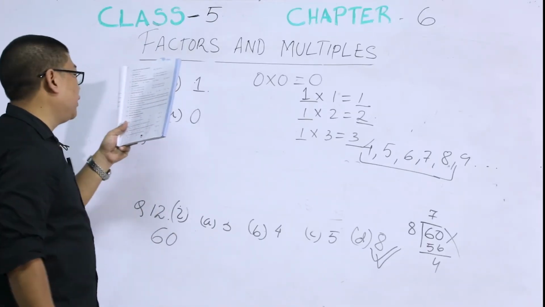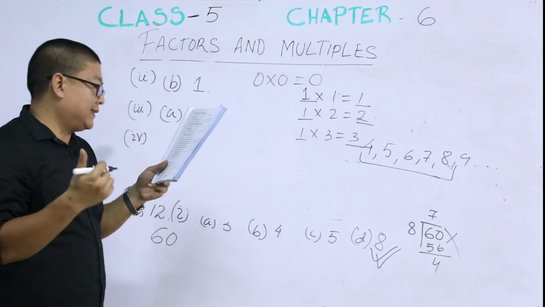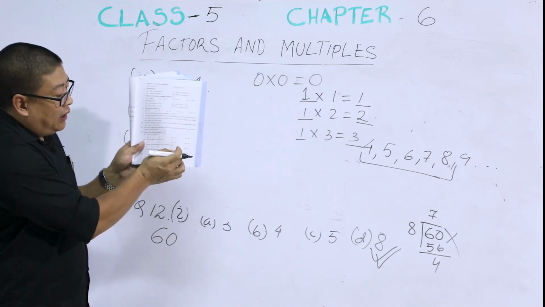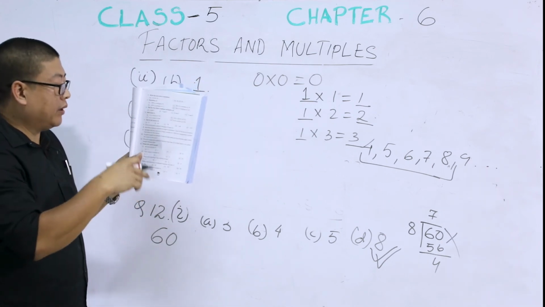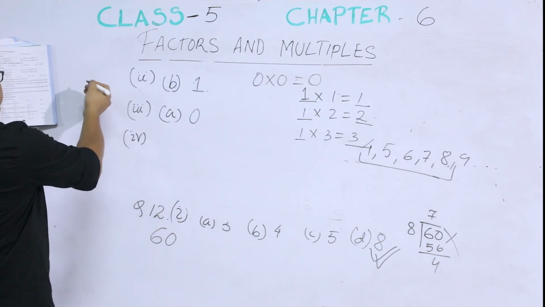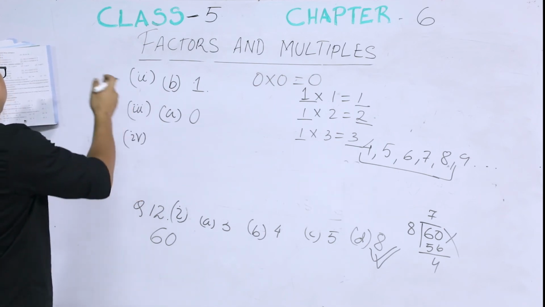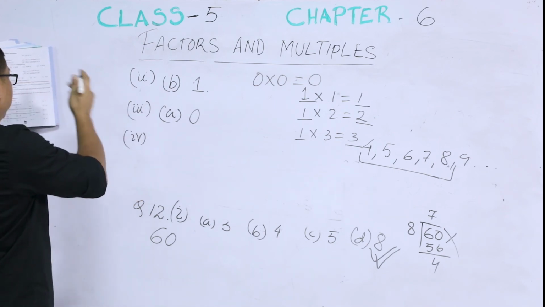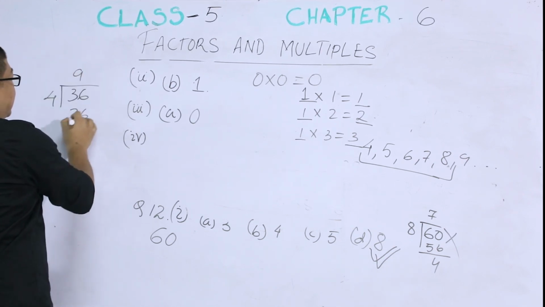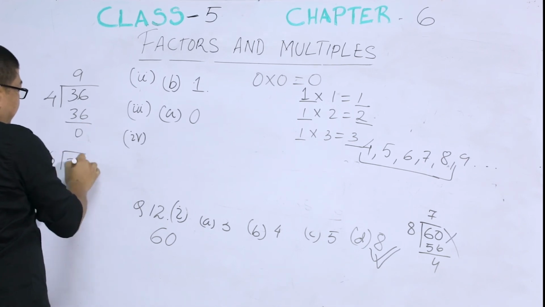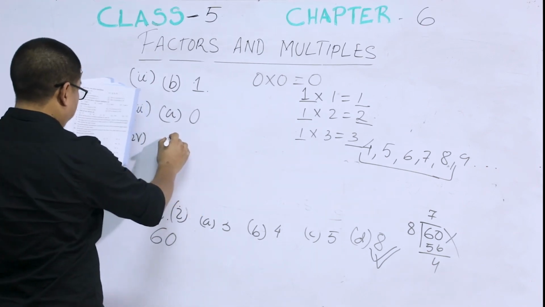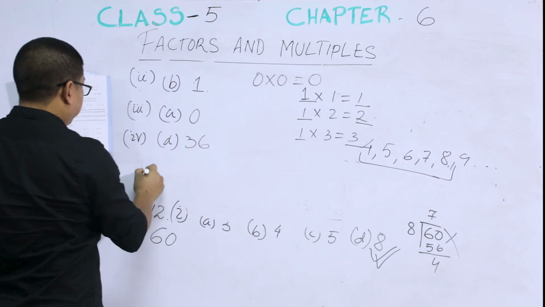Fourth question, which of the following is a common multiple of 4 and 6? They have given us 16, 18, 32, 36. We have to see if 4 and 6 can divide the same number together. 16 cannot be divided by 6. 18 cannot be divided by 4. 32 cannot be divided by 6. But 36, 4 into 9 is 36, and 6 into 6 is 36. So the answer will be D, 36.